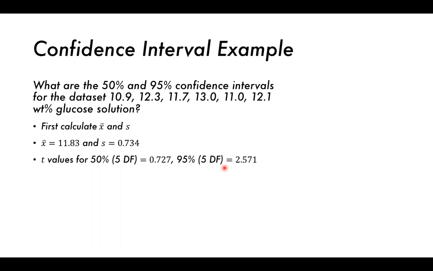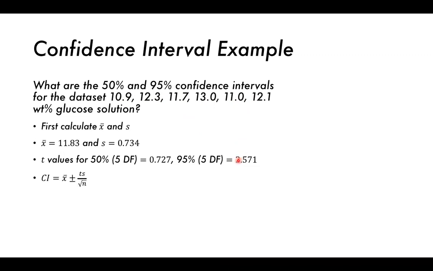T-values for 50% are read from our table that we saw previously, but you can also look it up. The t-value for 50% at 5 degrees of freedom is equal to 0.727, and for 95% at 5 degrees of freedom it is equal to 2.571. Now, why 5 degrees of freedom? Well, we have 6 data points in our data set, and the degrees of freedom are always n minus 1, where n is the number of data points. So 6 minus 1 gives us 5 degrees of freedom.